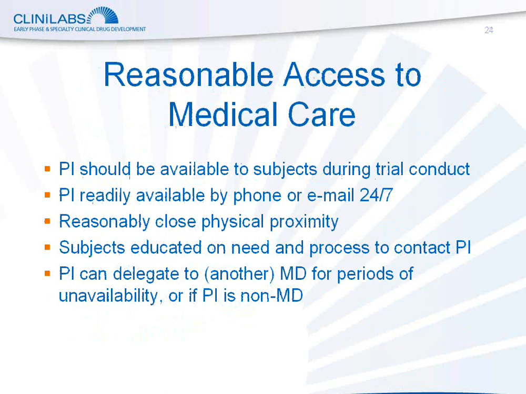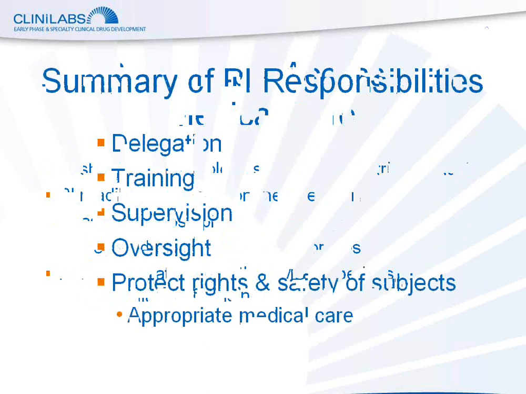So what would be considered reasonable access? Well, you need to be available by phone or email 24 hours, 7 days a week, either directly or more likely through the study team. You need to have reasonably close physical proximity to see the subjects, or have another physician cover for you if you're not available. And the PI could also not be a physician, in which case that PI needs to delegate to a physician to take care of the medical aspects of the study subjects.